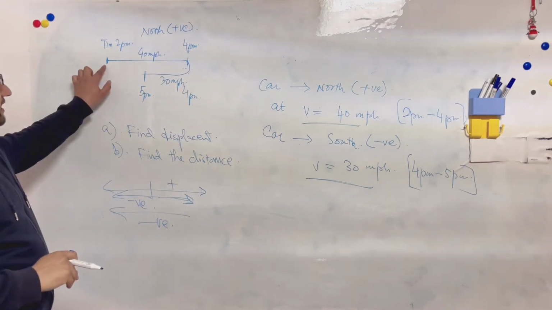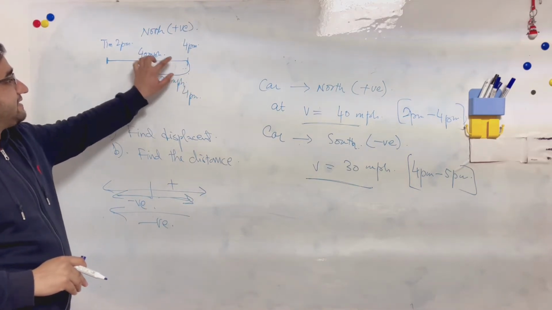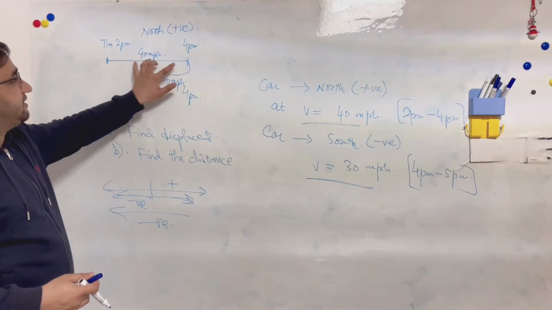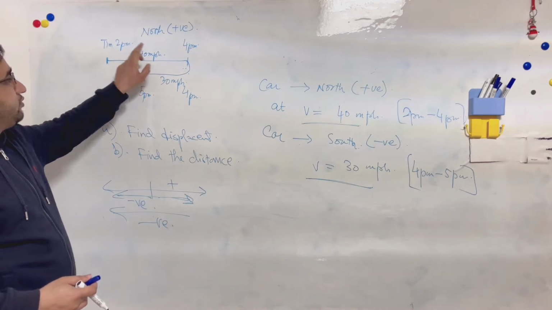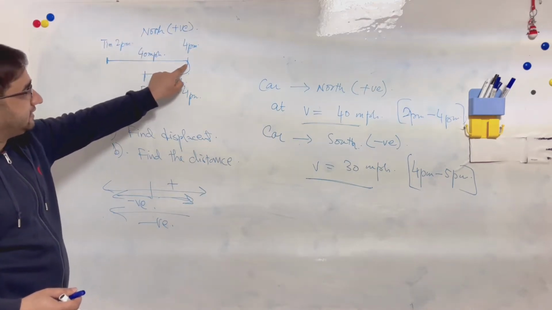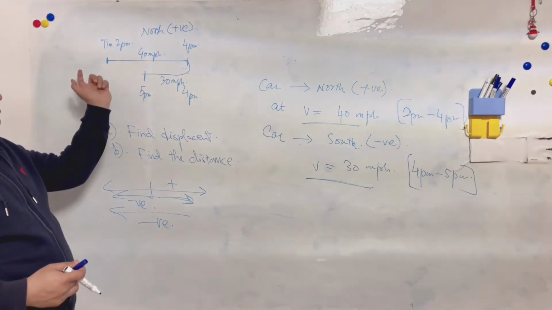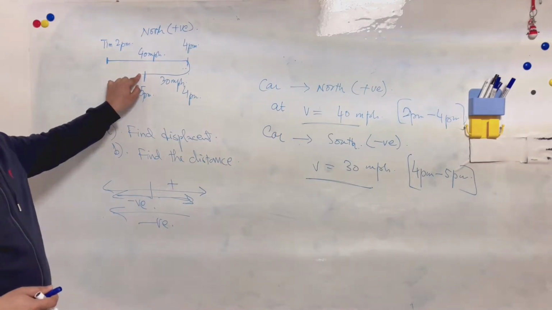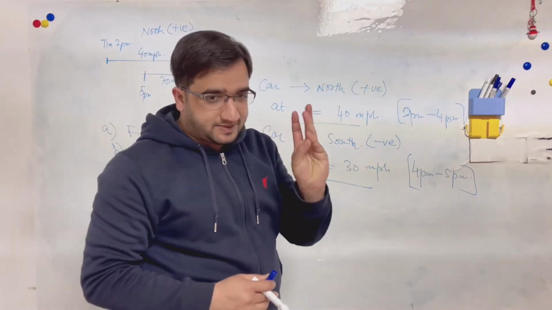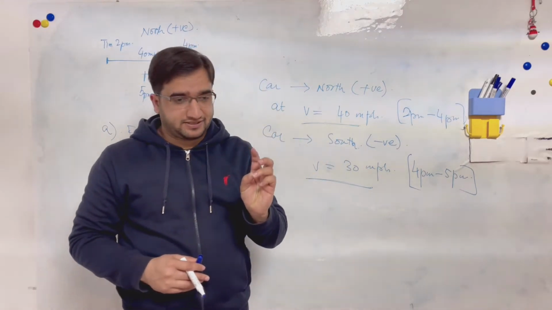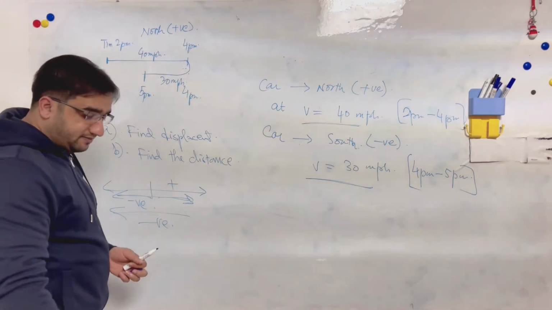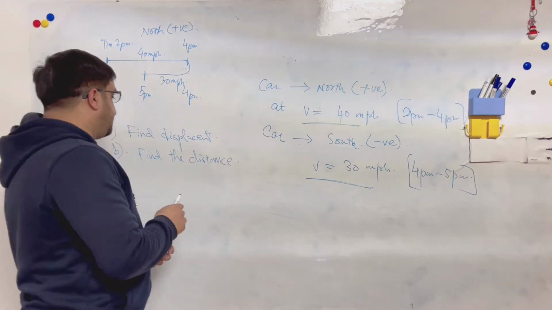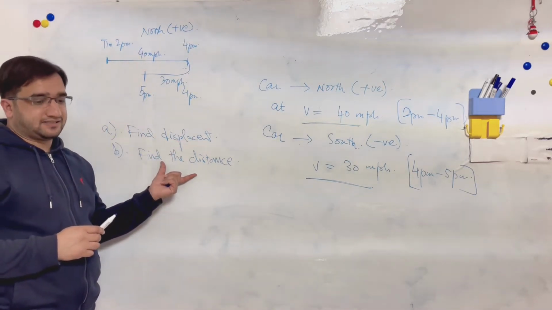So the car started from here and traveled this distance at this speed up till 4 p.m. Whatever the distance is, we have to find it. But it traveled from 2 p.m. up till 4 p.m. at this speed. Here it took the U-turn and then traveled towards the south with the speed of 30 miles per hour up till 5 p.m. So the given data is the speed of the car and the time interval between these two times. So the given data is speed and time. The question is to find the displacement and the total distance.